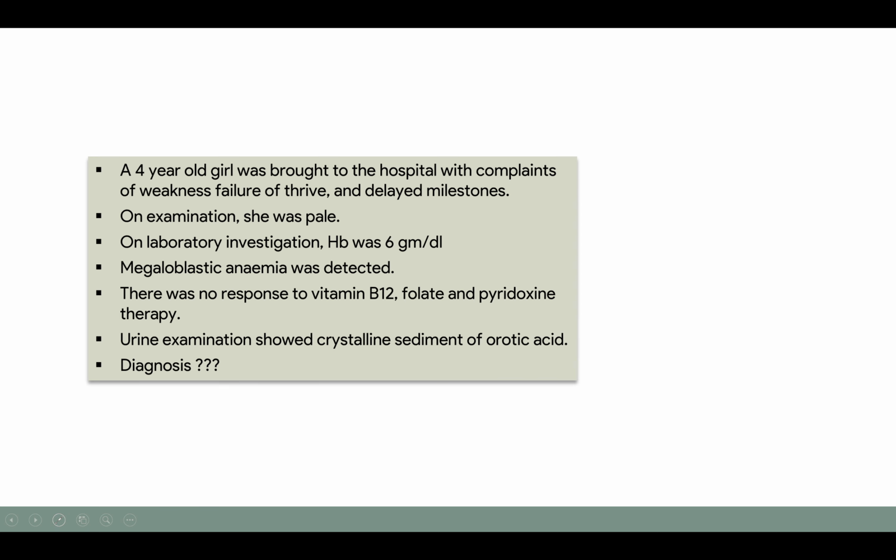So, as we have discussed, megaloblastic anemia along with orotic acid in the urine is the classic feature of hereditary orotic aciduria. Okay? Thank you.